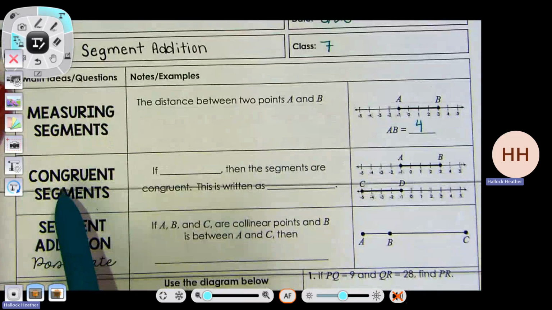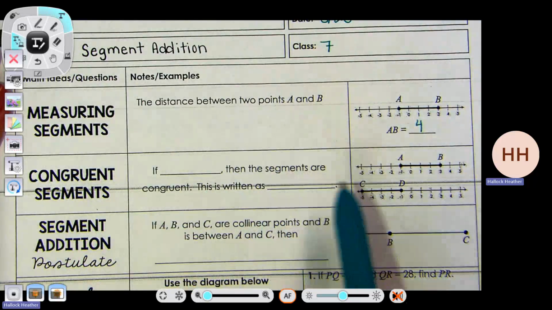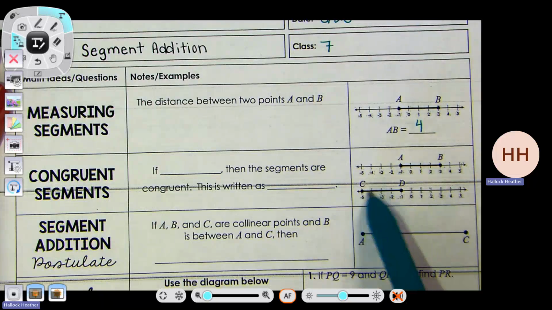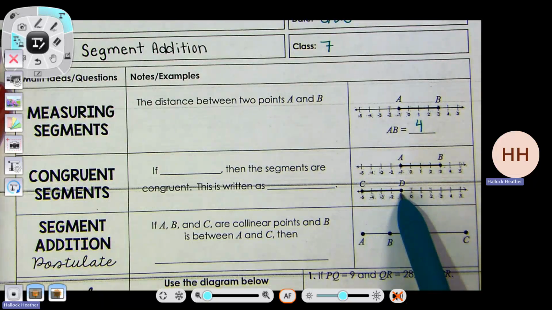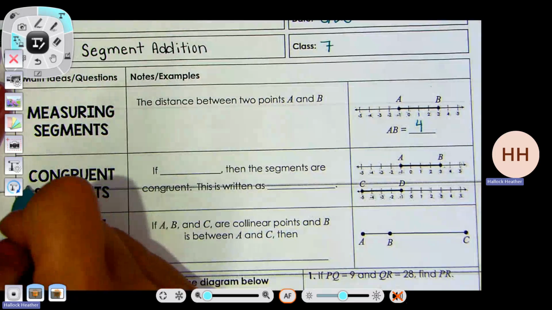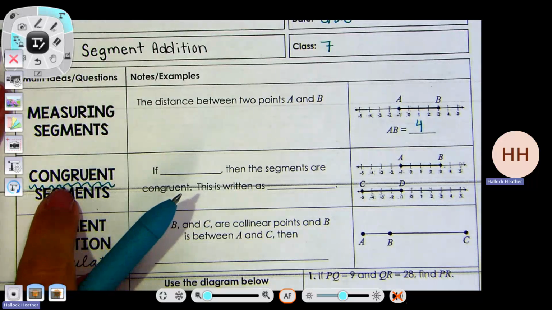Congruent segments, if you look at the picture, and I'm sorry about these ugly lines that are going across once again, like the printer's acting crazy. From A to B was 4. From C to D, if you look, is also 4. It's just shifted on the line slightly.